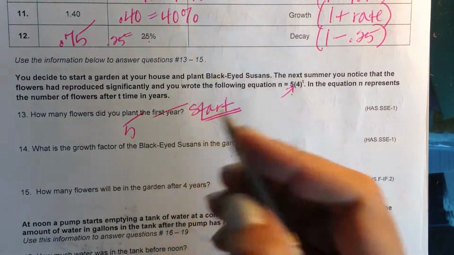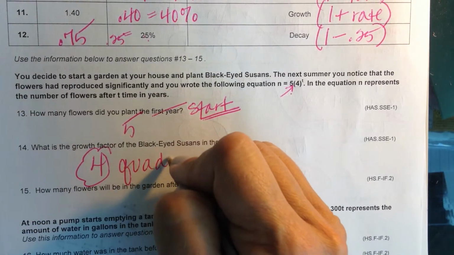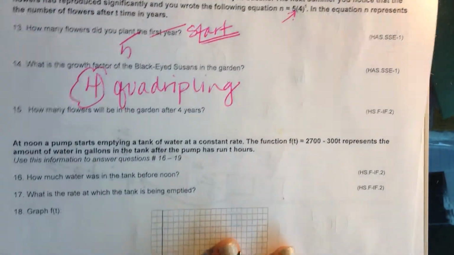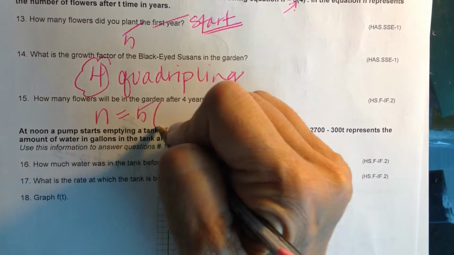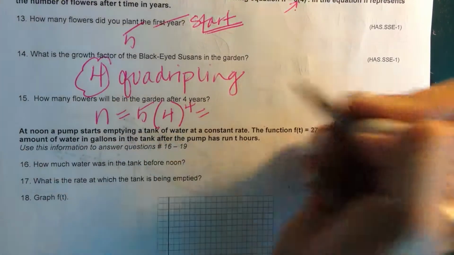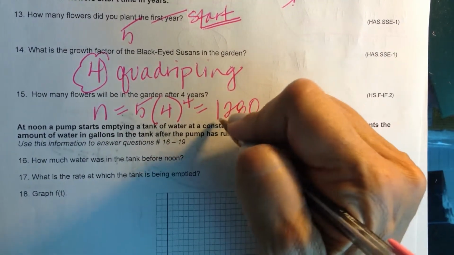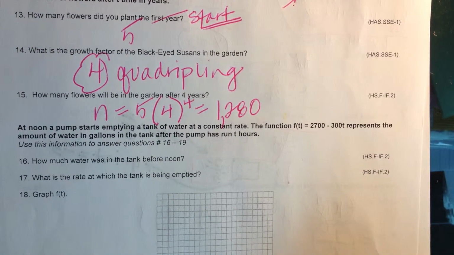What's the growth factor of black-eyed Susans? It's 4. They are quadrupling. Wow, you don't have to spell that. And then how many flowers will be in the garden after the 4th year? 5 times 4 to the 4th. What do you got? 1280? Yep, it seems like a lot, but if you've got a big garden, it's probably just filling it out.